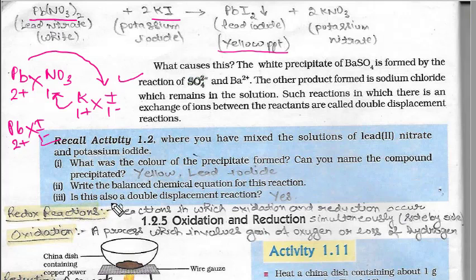Next question is, is this reaction also a double displacement reaction? Yes, this is a double displacement reaction because double ions are displacing in this reaction. You can see this positive is reacting with this and this positive is reacting with this. So here the double displacement is taking place. So it is a double displacement reaction.